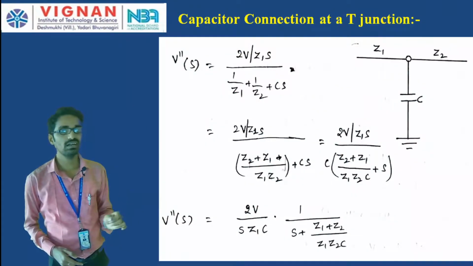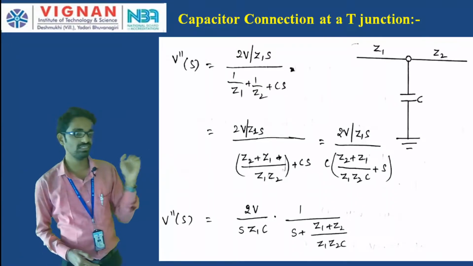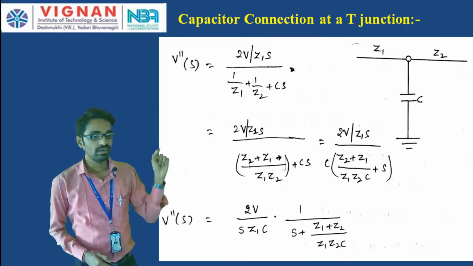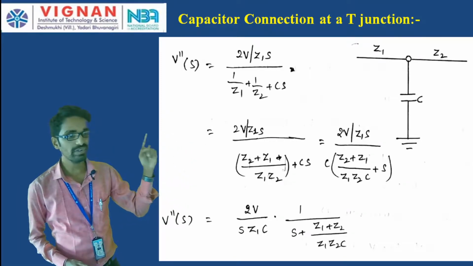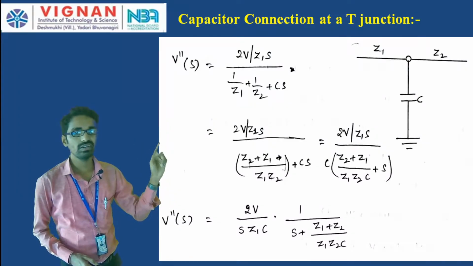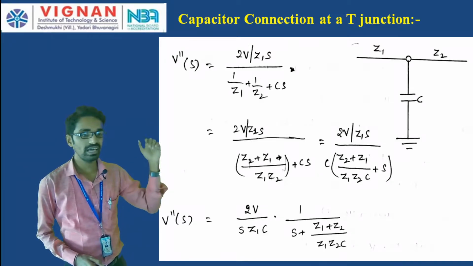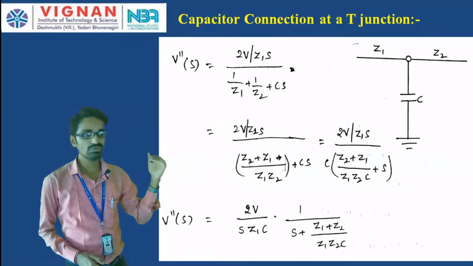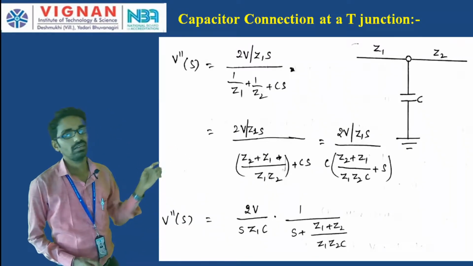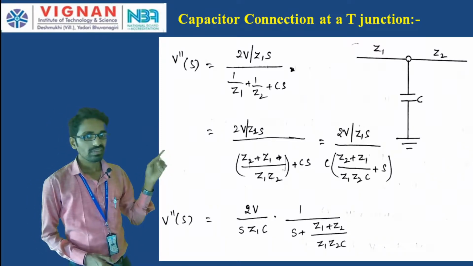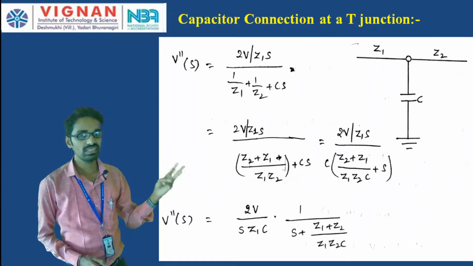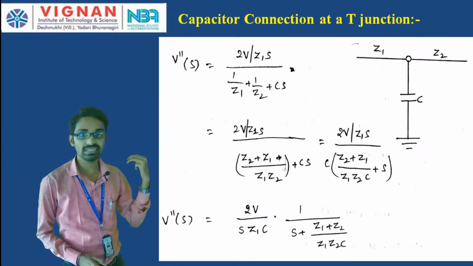And first, if we see the capacitor connection at the T junction, here in the place of the Z3 impedance in the bifurcated line, we have seen a bifurcated line having Z1 as the actual line impedance, and Z2 and Z3 as the two parallel line connections. So there is a T junction, a bifurcated line.